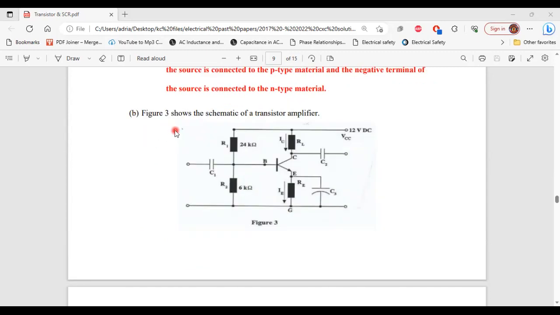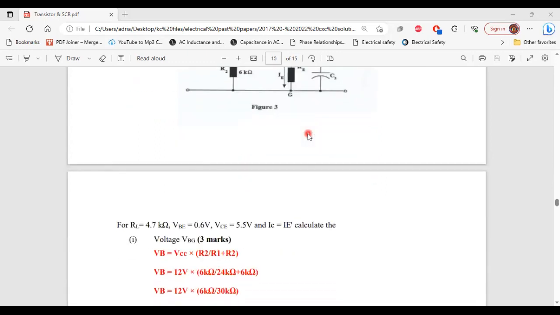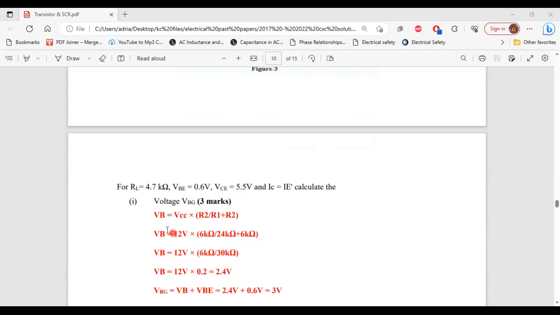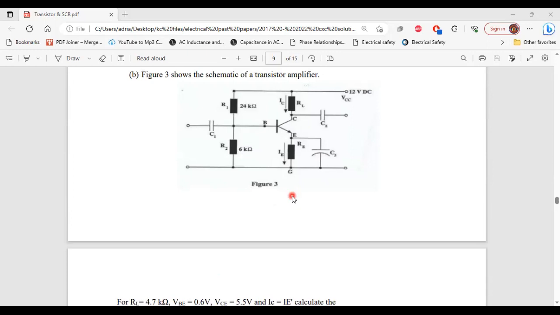It says figure 3 shows a schematic of a transistor amplifier. It says for RL equal 4.7 kilo ohm, VBE equal 0.6 volt, VCE equal 5.5 volt, and IC equal IE. And it says calculate part 1, voltage VBG. So voltage VBG is between this point here, point B, and point G.